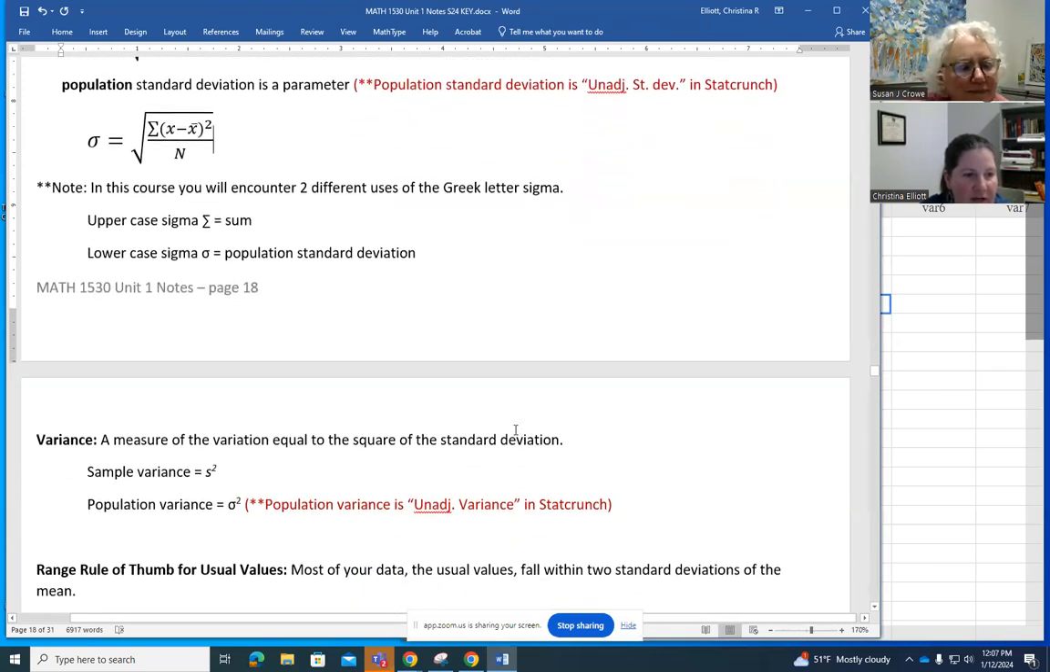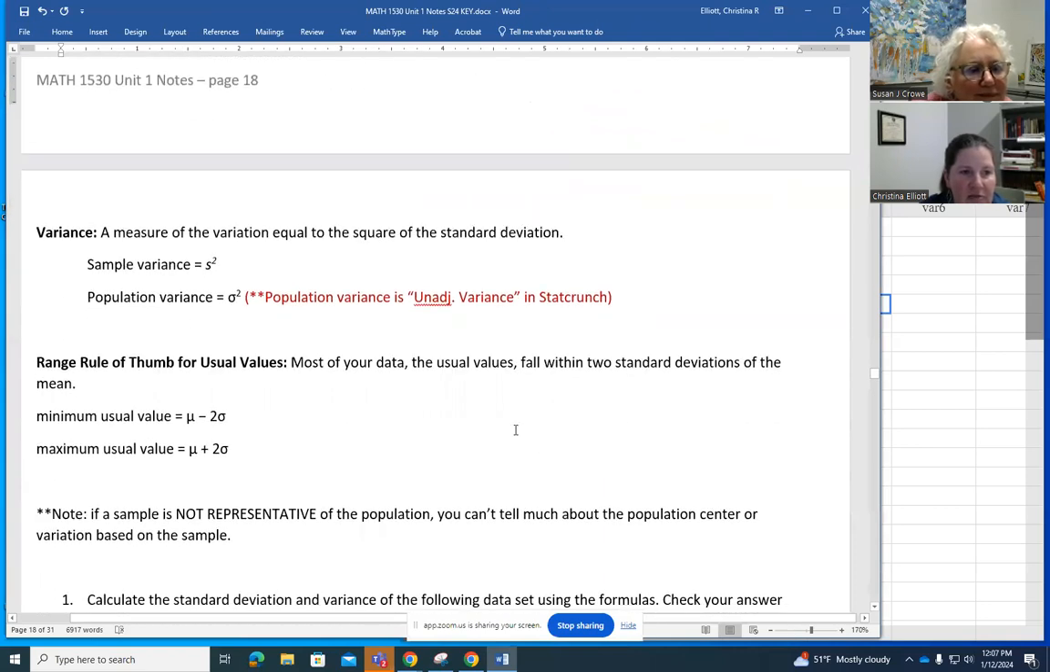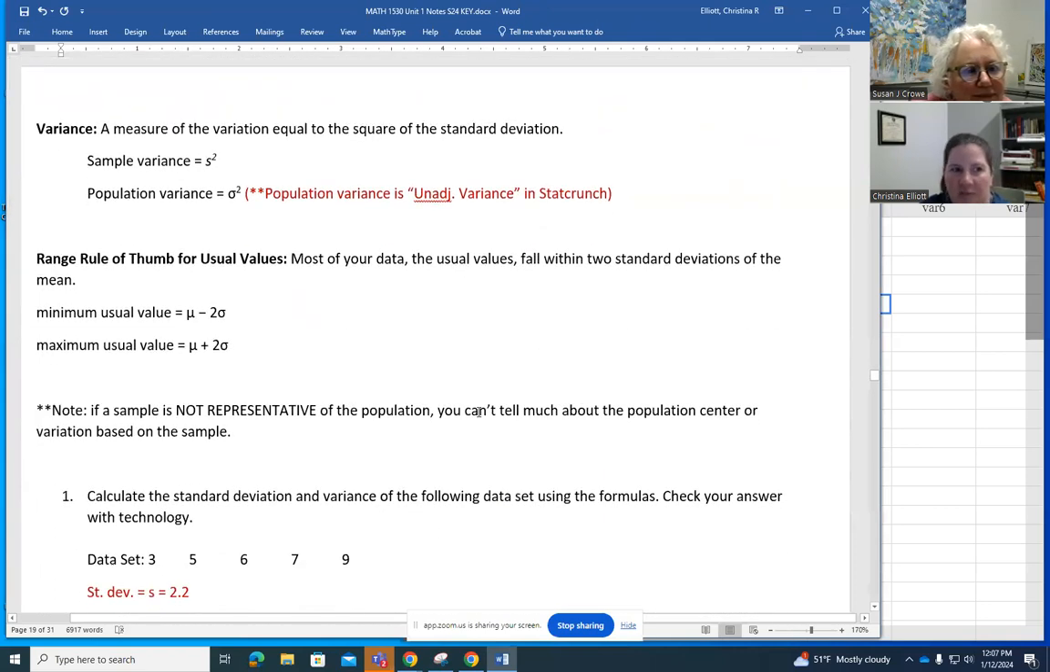So variance is used in some statistical formulas, but it's just the square of the standard deviation. And we don't use it very much. We use standard deviation. But since it is based on the standard deviation, just like the standard deviation, if it's for a population, you have to use the unadjusted variance in StatCrunch.